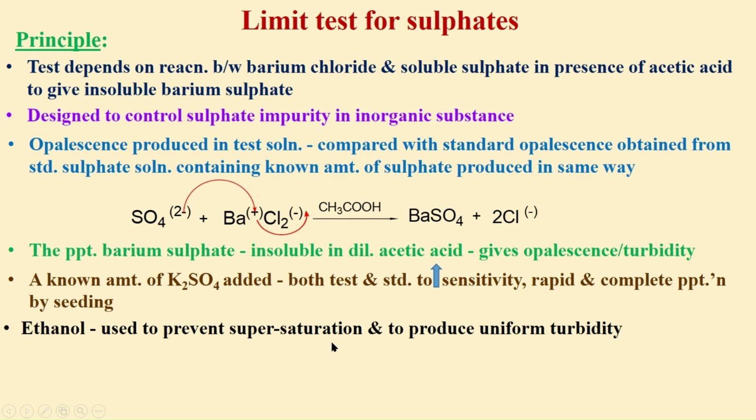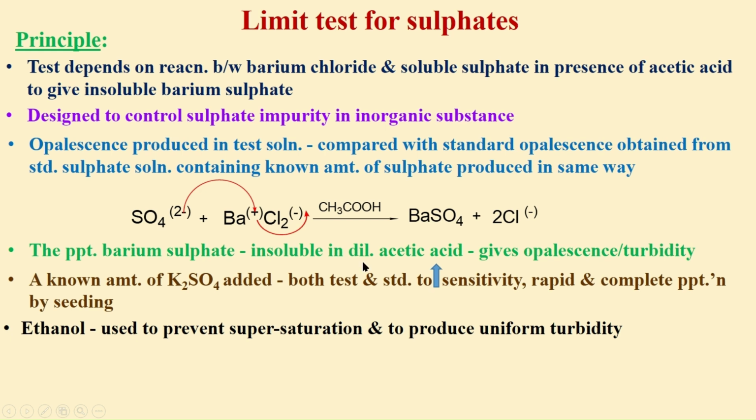And because of these lumps, the turbidity will not be uniform. If we add ethanol, this ethanol which we add prevents the supersaturation. And because of this prevention of supersaturation, it gives uniform turbidity. That's why we add ethanol.